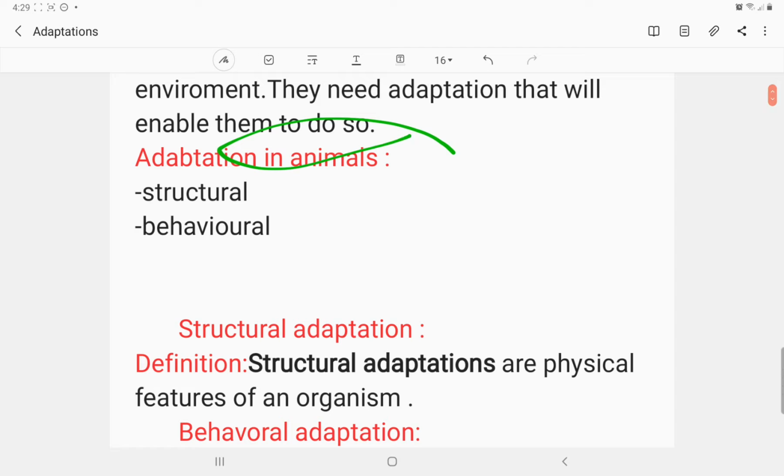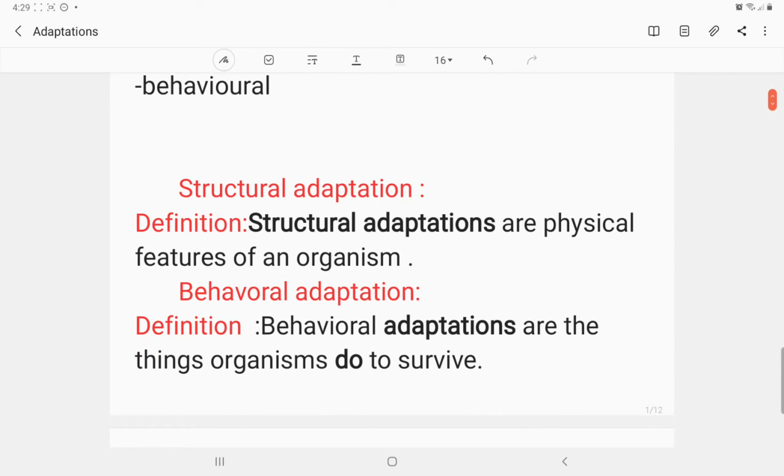Adaptations in animals have two types. The first type is structural, and the second type is behavioral adaptations. What are structural adaptations? Structural adaptations are physical features of an organism. Now let's move on to behavioral adaptations. Behavioral adaptations are the things organisms do to survive.